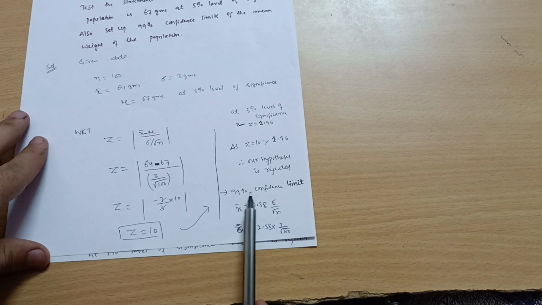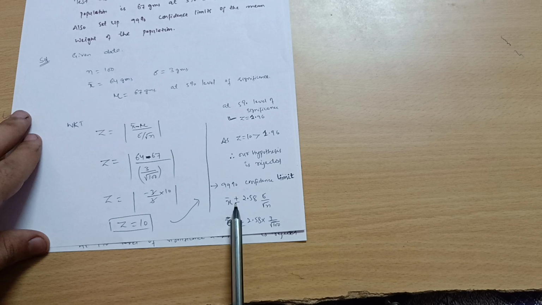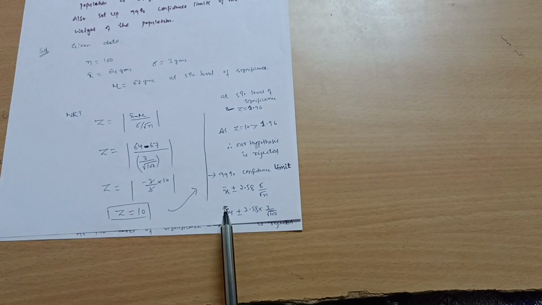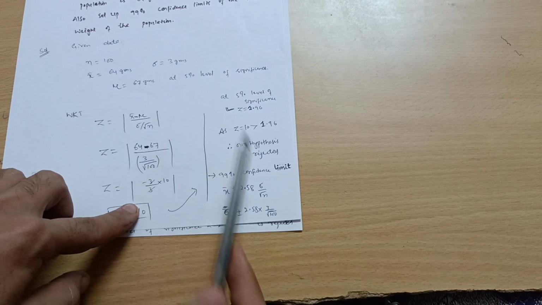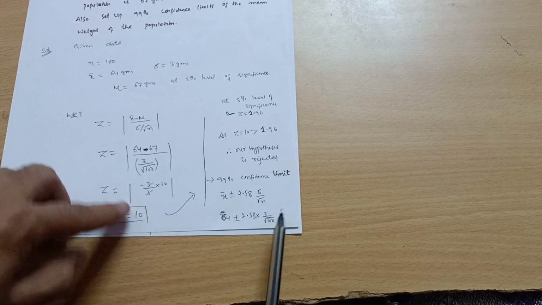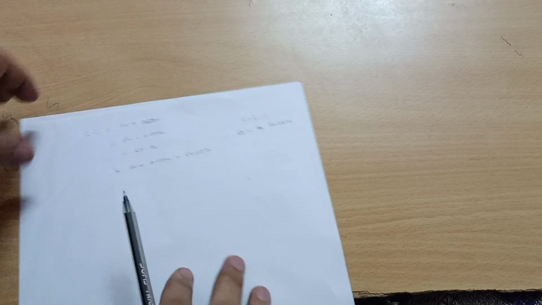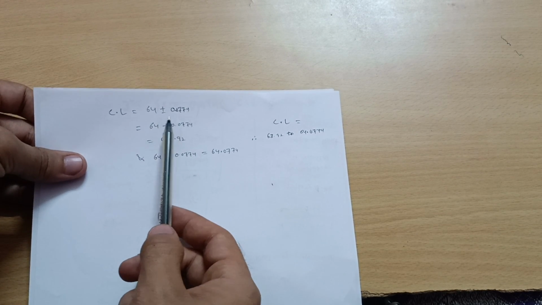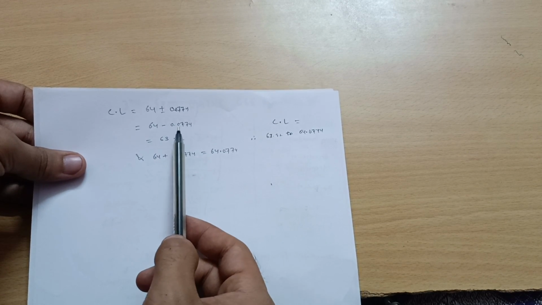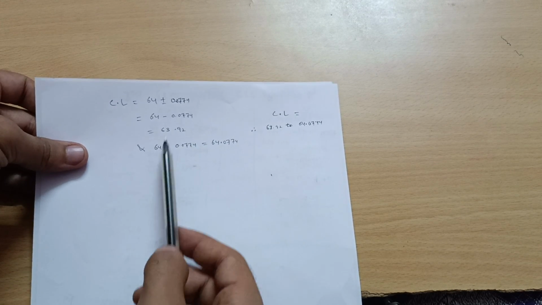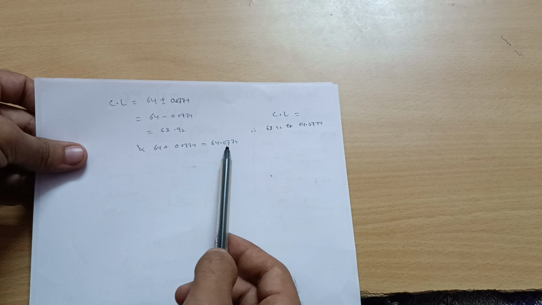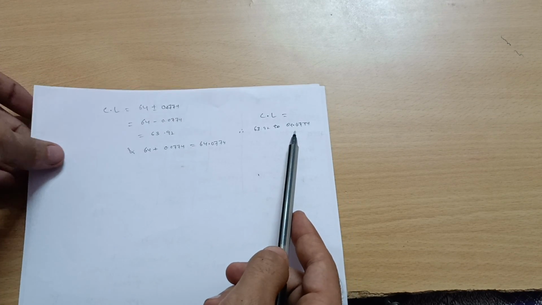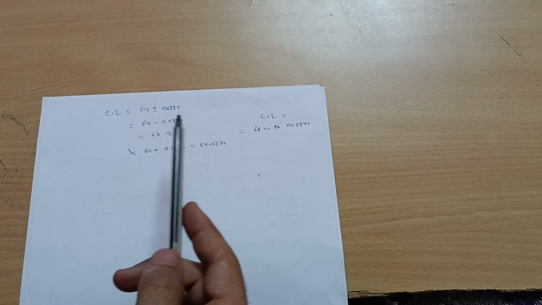Now we also have to set up 99% confidence limits. For the 99% confidence limit, again use the formula x bar plus or minus 2.58 sigma upon root n. Your x bar is given in the problem, that is 64, plus or minus 2.58 into sigma, which is 3, divided by root of n, n is 100, so root of 100. When you calculate this, your confidence limit becomes 64 plus or minus 0.0774. So you have to take the minus value and the positive value: 64 minus 0.0774 is equal to 63.92, and 64 plus 0.0774 you will get 64.0774. So your confidence limits are 63.92 and 64.0774. This much is the answer for this particular question.